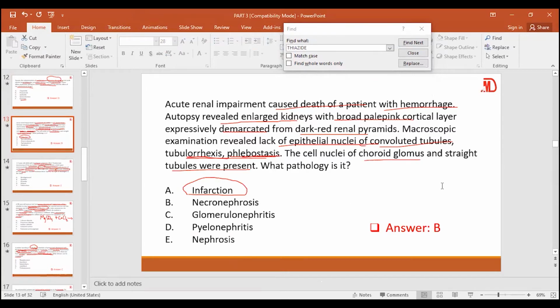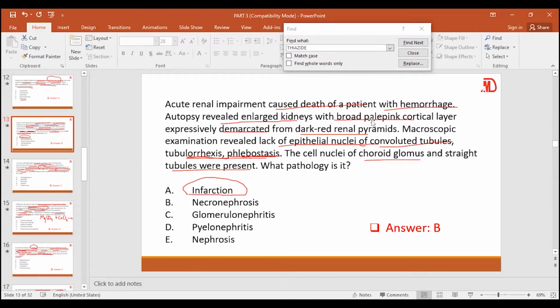Good. So technically, we are having a patient who has already died, but we want to look at what caused his death. So we'll do an autopsy. Okay. Autopsy. But before that, they said the person died with hemorrhage. That means bleeding. Now, autopsy is showing that the kidney was enlarged. It has a pale pink cortical layer, demarcated, that means separated, from a dark red renal pyramid. And again, that could also be because of the hemorrhage.